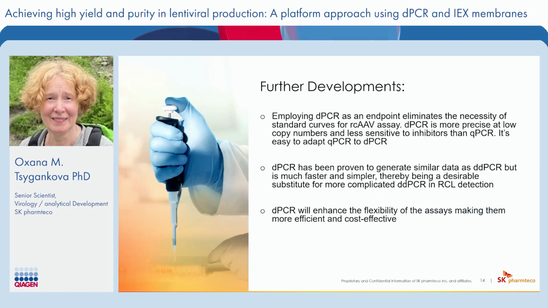Future developments for these assays relate to the deployment of dPCR. That will eliminate standard curves for RCV assay. dPCR is more precise at low copy numbers and less sensitive to inhibitors than qPCR. It should be easy to switch from qPCR to dPCR. dPCR also generates similar data as ddPCR, but it's faster and simpler and makes a desirable substitute for the more complicated ddPCR. We hope that dPCR will enhance the flexibility of our assays and will make them more efficient and cost-effective.